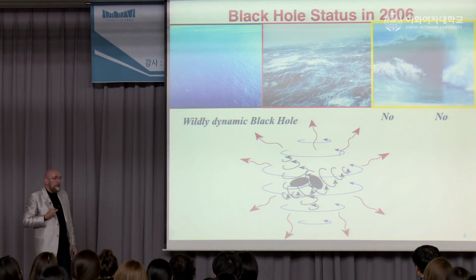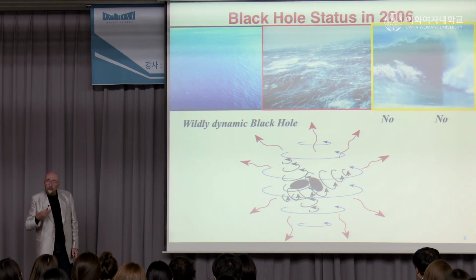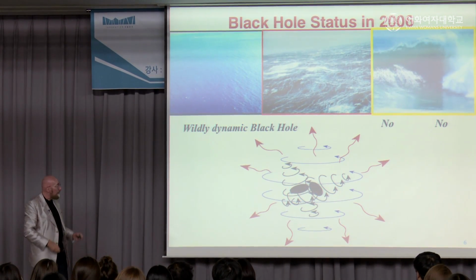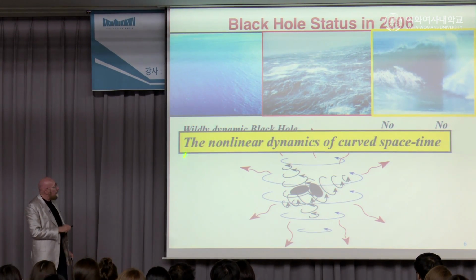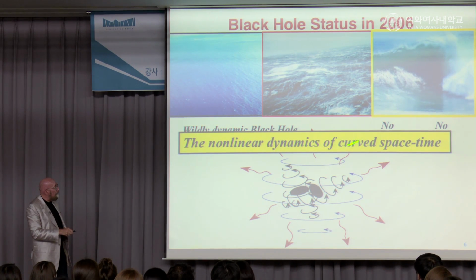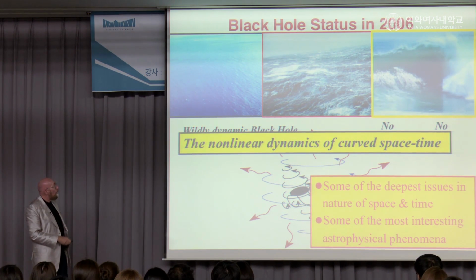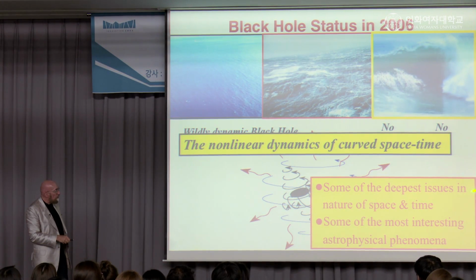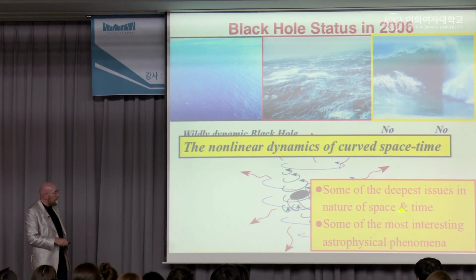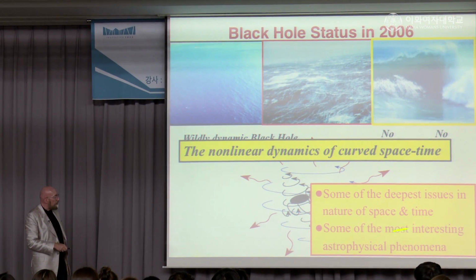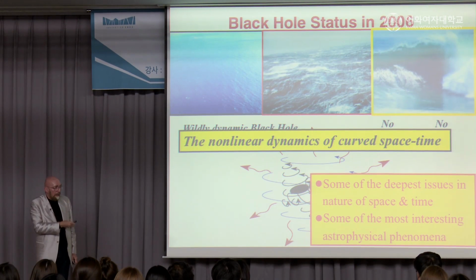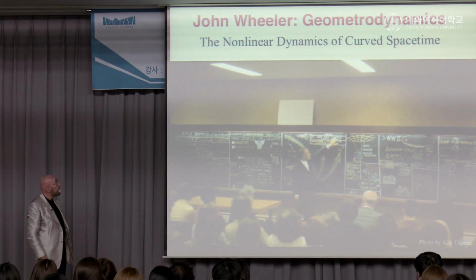And I wanted to understand how these things behaved and whether there were any interesting behaviors that we could discover here. This is what is called the nonlinear dynamics of curved space-time, or geometrodynamics. And it involves some of the deepest questions about the nature of space and time. Some of the most interesting astrophysical phenomena involve this kind of geometrodynamics.